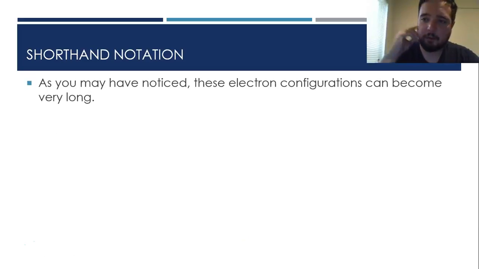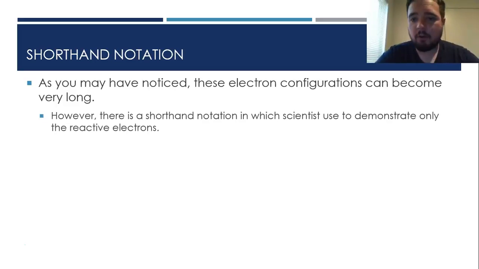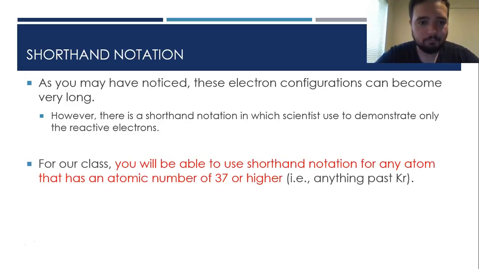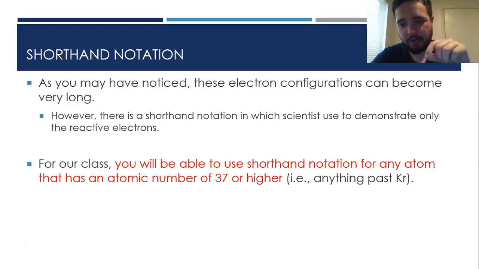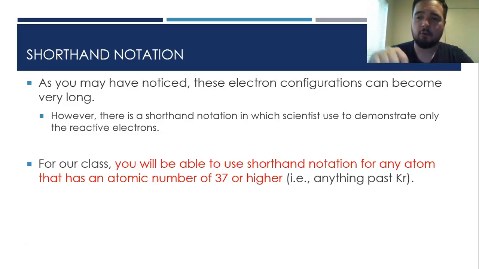So as you may have noticed in the last couple of examples, some of these electron configurations can become really, really long. However, there is a shorthand notation that we scientists use to demonstrate only the reactive electrons. Before I go any further, you will only be allowed to use shorthand notation for any atom that has an atomic number of 37 or higher. So anything past krypton. Krypton and before is fair game in regards to the entire electron configuration. If it's after krypton, you are more than welcome to use the shorthand notation that I'm about to demonstrate.